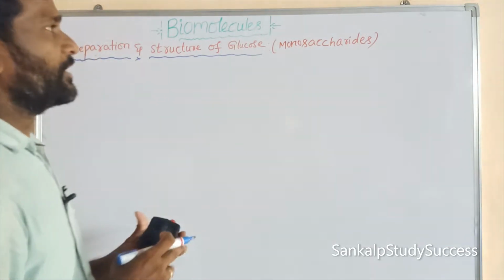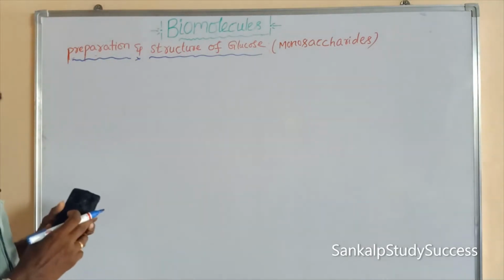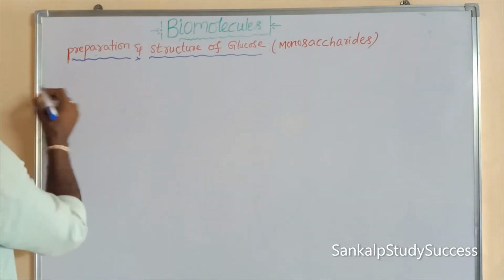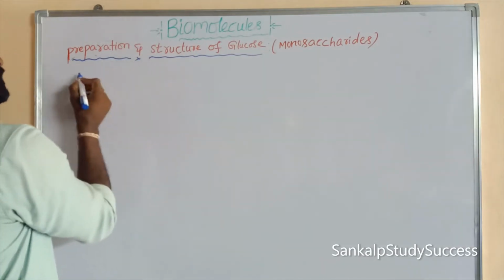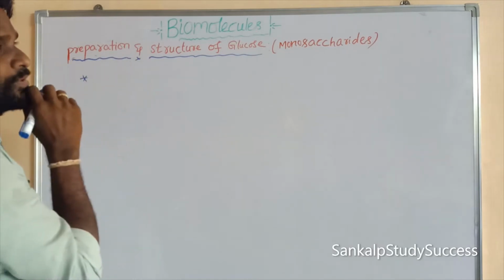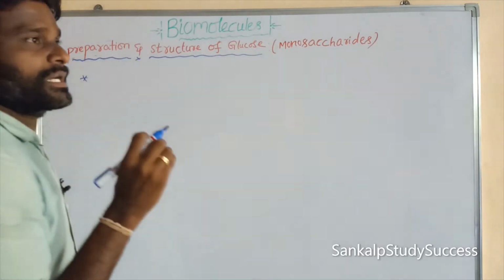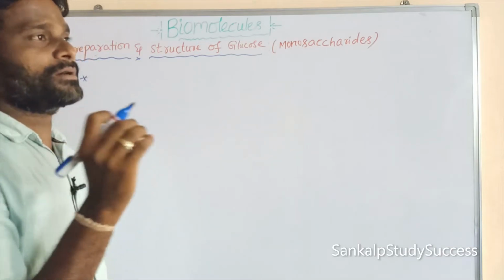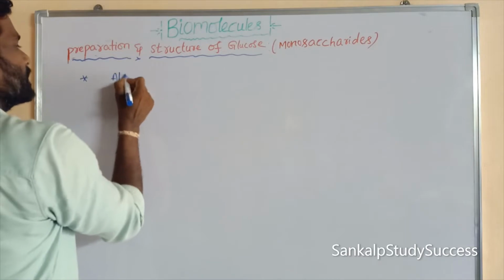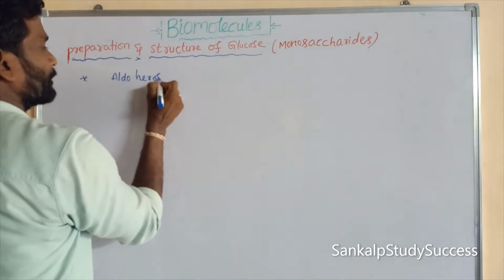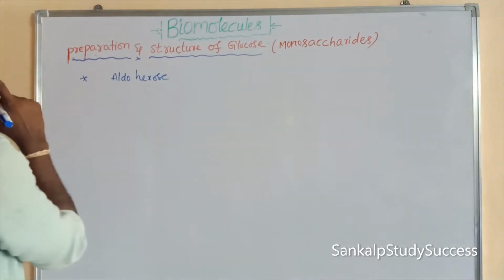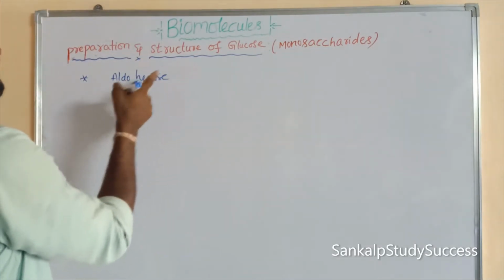Today I am going to explain about monosaccharides in biomolecules. So the first monosaccharide is glucose. What is its formula? The molecular formula of glucose is C6H12O6. It contains 6 carbons and it also contains an aldehyde functional group. So it is an aldohexose. Glucose is an aldohexose, containing 6 carbons and an aldehyde functional group.